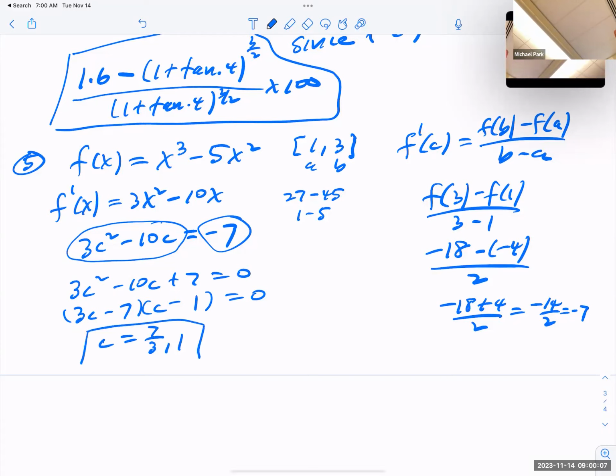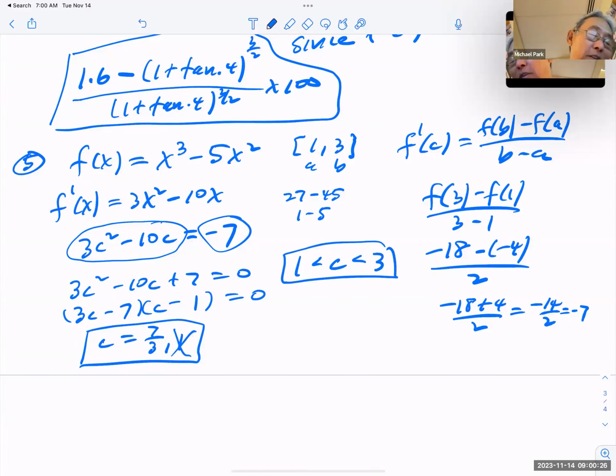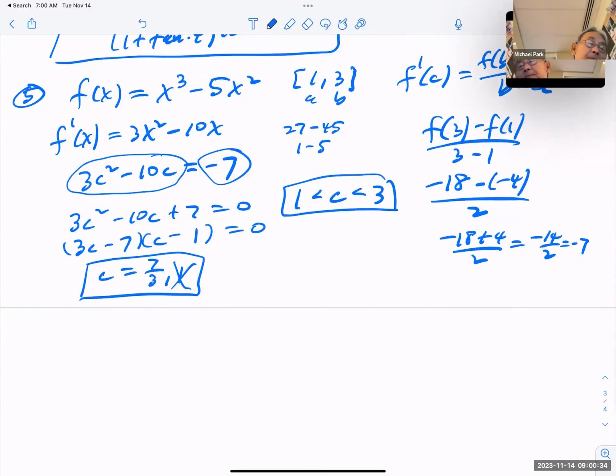And you might say, oh, yeah, I get two answers. However, this is a trick problem, which they often put on the multiple choice. Remember, the value of c that you find has to be between a and b. This is important. So that's why you have to cross out that 1, because 1 is not between 1 and 3. So a little bit tricky, but if you did that, I'd probably take off only 1 or 2 points. Let's make it 2.